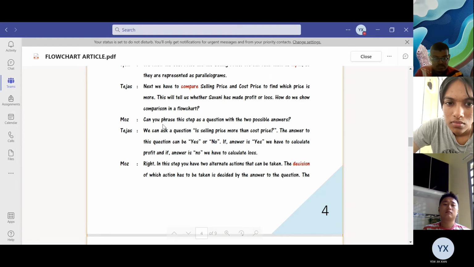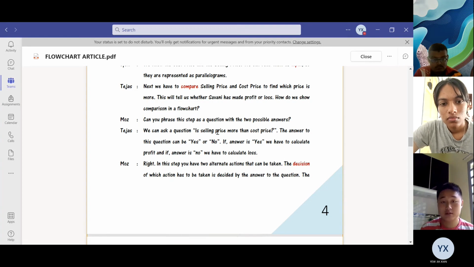How do we show comparison in the flowchart? Can you phrase this step as a question with two possible answers? We can ask a question: is selling price more than cost price? The answer to this question can be yes or no. If the answer is yes, we have to calculate profit. And if the answer is no, we have to calculate loss.